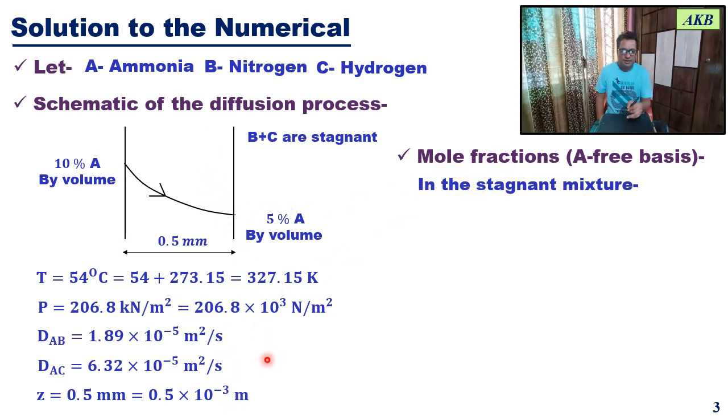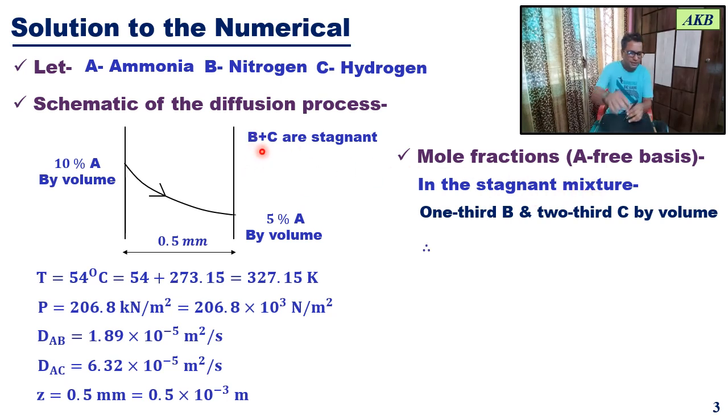This is the schematic representation. The second step in the calculation is we have to find mole fractions, that too on a free basis. So how to get this, let us understand. Now in the stagnant mixture of B and C, what is the composition of the stagnant mixture? In that stagnant mixture, there is 1/3 of B and 2/3 of C by volume. So 1/3 volume of the mixture is B, and 2/3 volume of the mixture is C.